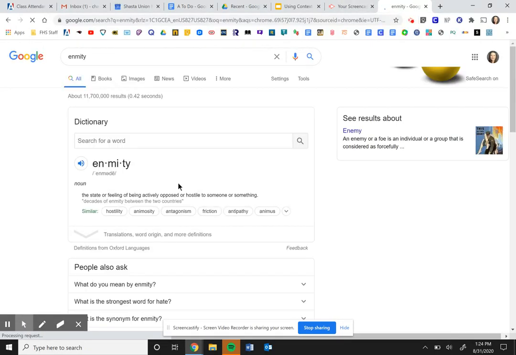to confirm my prediction. The state of feeling or being actively opposed or hostile to someone or something. Okay, so animosity, antagonism, or friction. So I was pretty close.